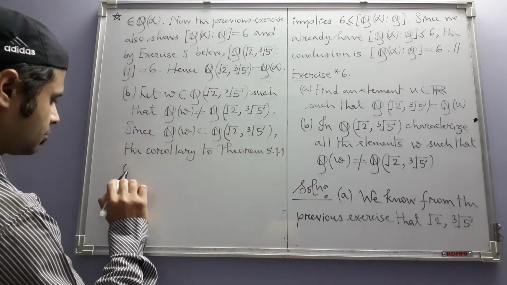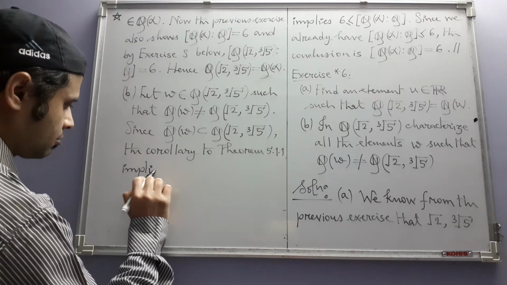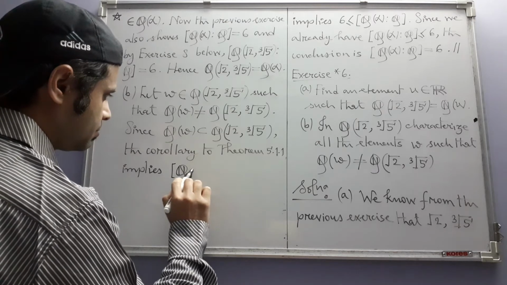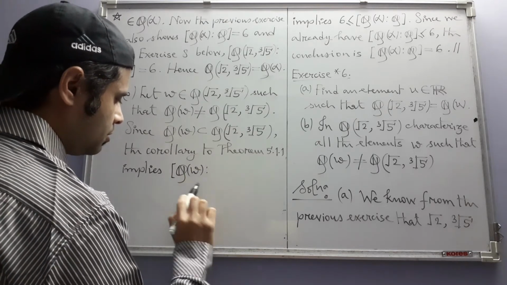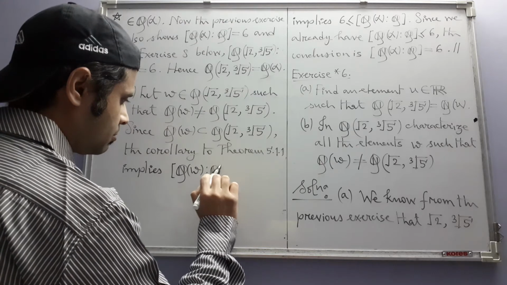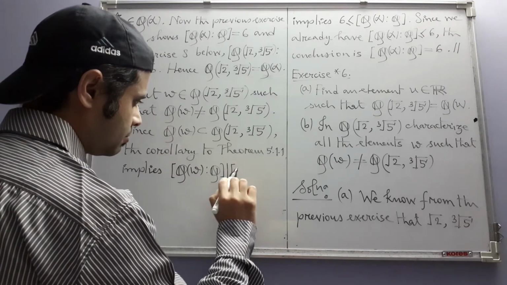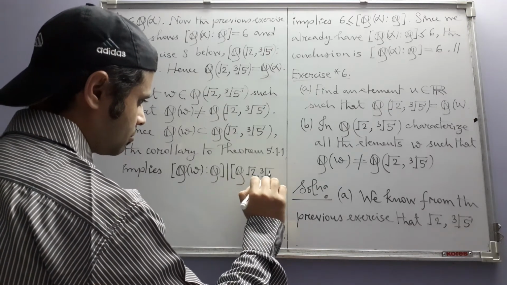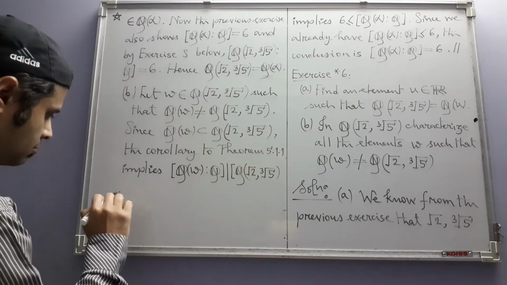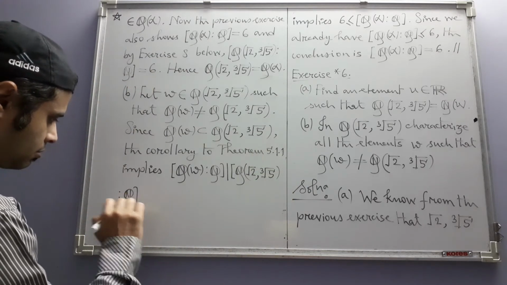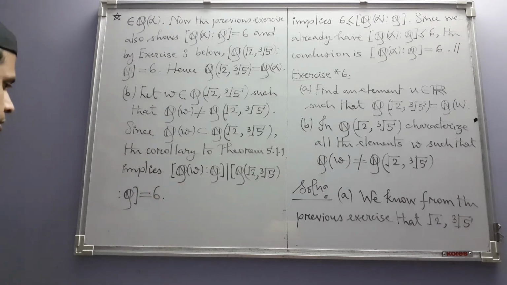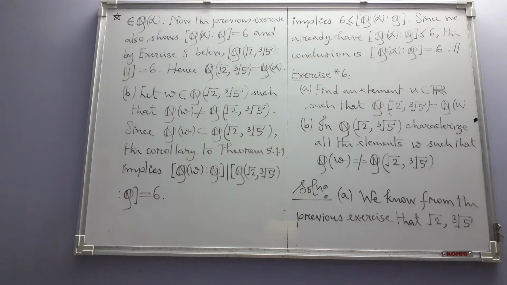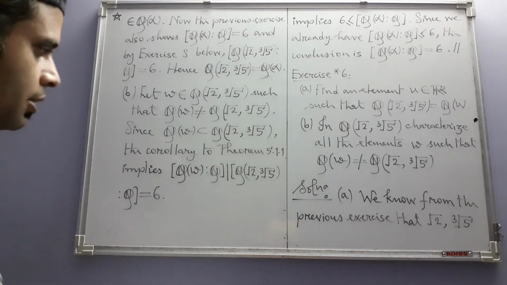This implies that the degree of Q(w) over Q divides this degree, which is 6. Okay, so the possible degrees are 1, 2, 3 and 6.